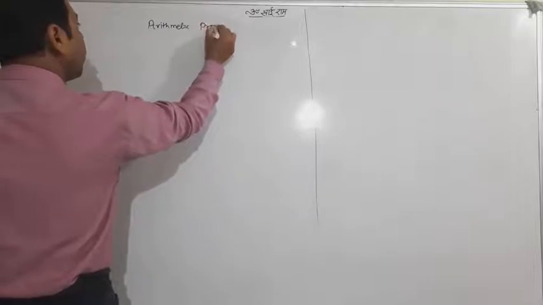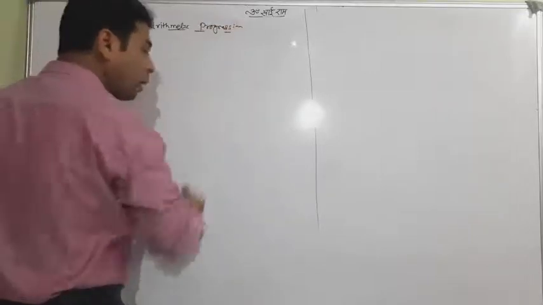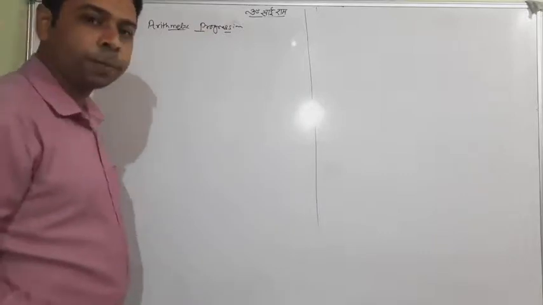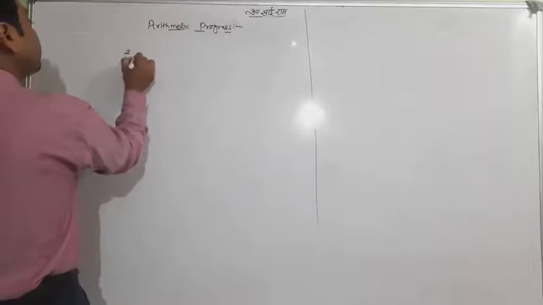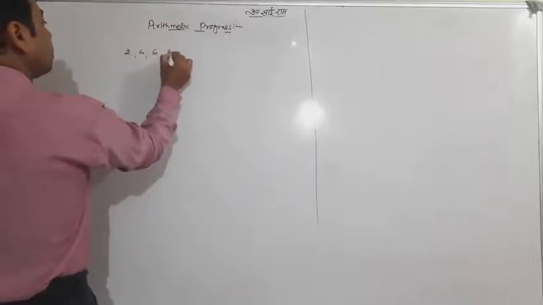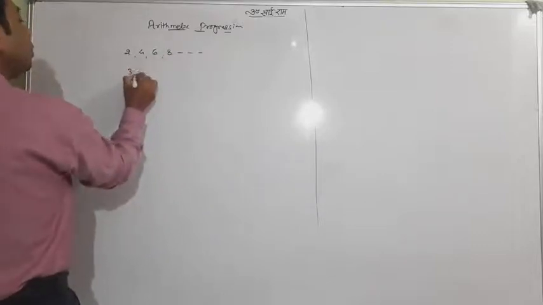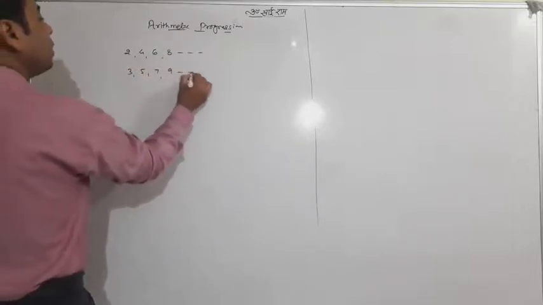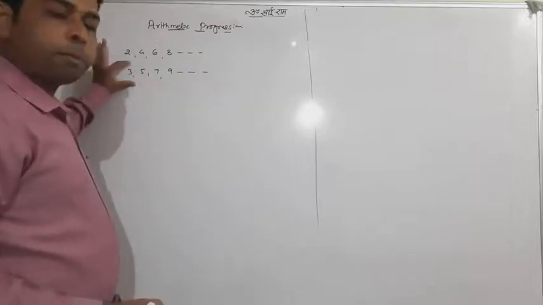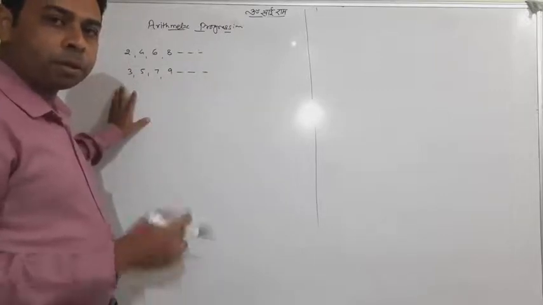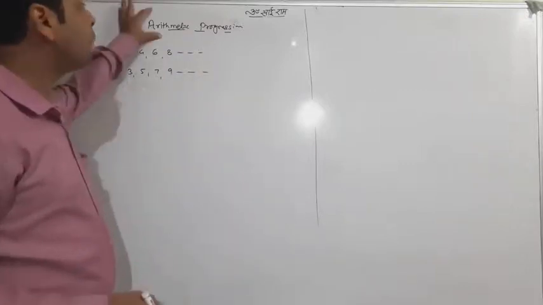progression, and I'm sure that you have already studied this in class 10th. That is the sequence or the progression which maintains some proper gap. 2 4 6 8 10 and so on, 3 5 7 9, a set of numbers which maintain a proper gap either in decreasing order or in increasing order. It is called the AP.